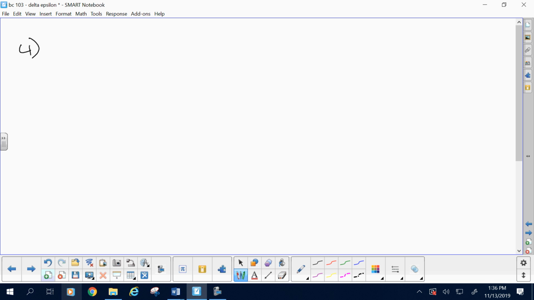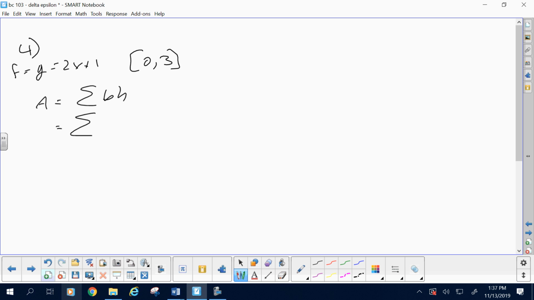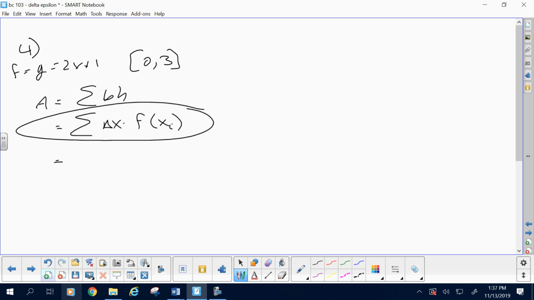Okay, I'm with you. It's probably pretty rusty, I imagine. So you're finding the area under y equals 2x plus 1. I'm going to call this f so that we can use function notation, on 0 to 3. Start with the big idea: the area is the sum of many rectangles. Then go more specific: the base is delta x, and the height is the function at different x's. That, to me, is the big idea of Riemann sums.